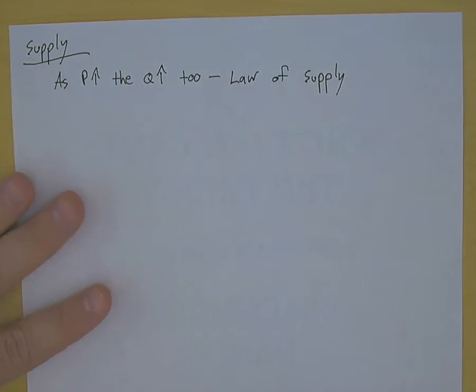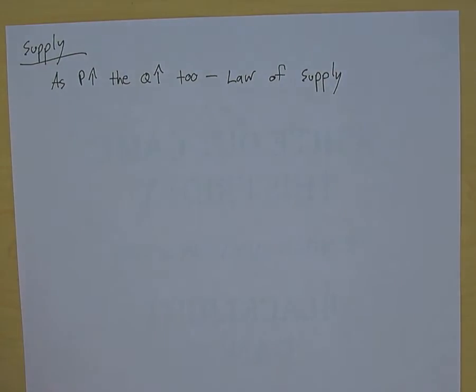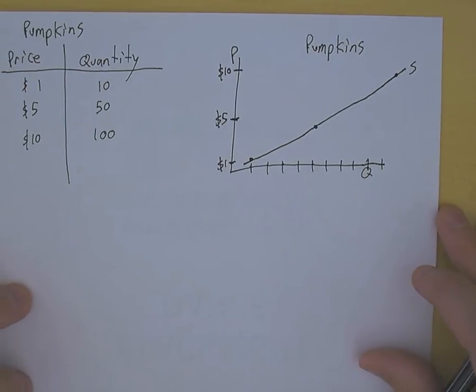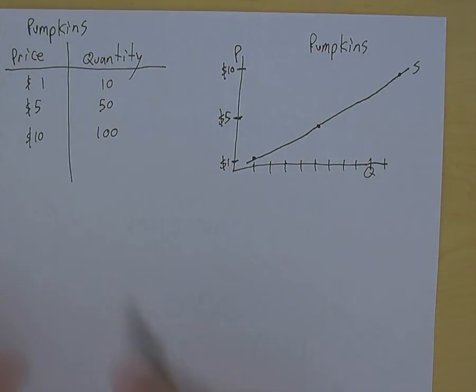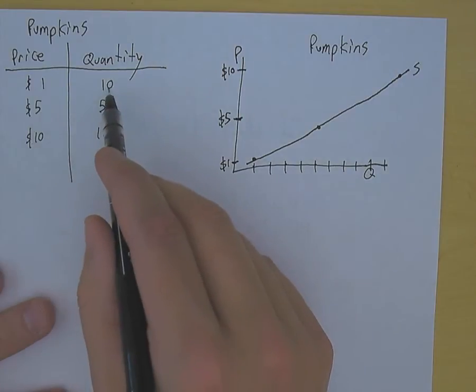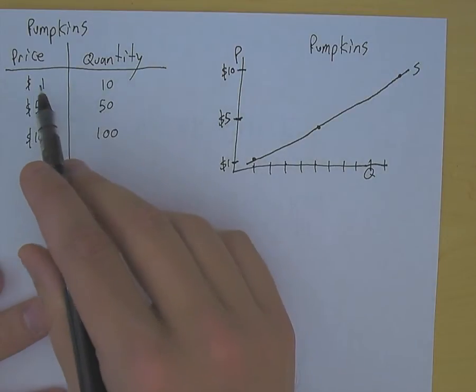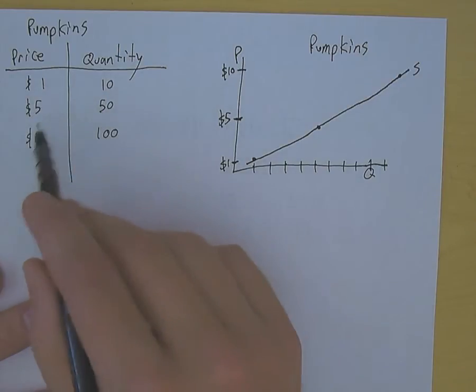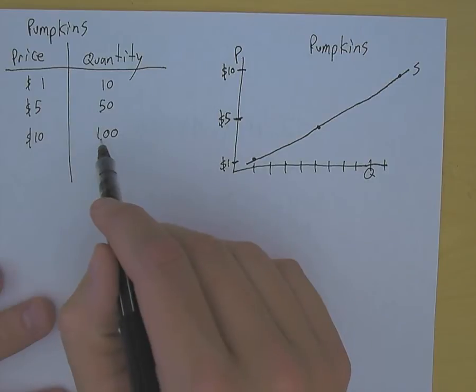As a business, the higher the price that you can get for your product, the more you're willing to sell. The lower the price you get for your product, the less you want to sell of it. So I went ahead and drew a supply schedule and a supply curve, and in honor of fall, we're looking at pumpkins. I get a price, $1, $5, $10, and the quantity I'm willing to sell at the pumpkin patch. If I only get $1 for the price to sell pumpkins, I'll sell 10. $5, I'll sell 50. $10, making money now, I'm willing to produce 100 pumpkins.